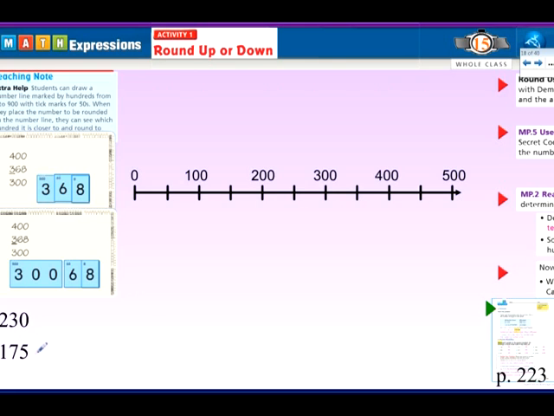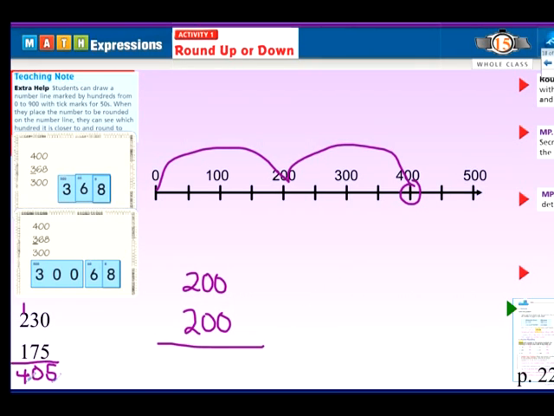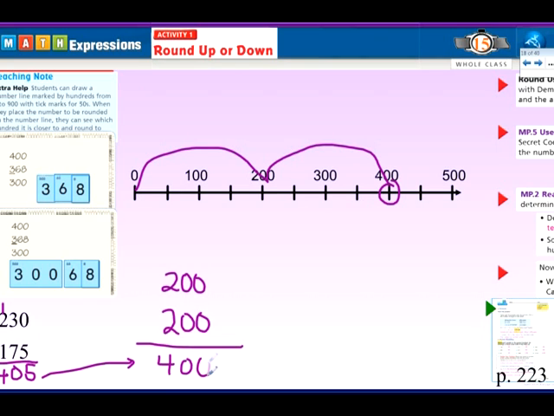230 plus 175. Well, let's estimate so we can get an estimate problem. We're going to get about 200 plus, what's 175 closest to? 200. Now if we add it together, we can use a number line to say that it's 200 plus 200. So the answer is about 400. And we can actually add that up to make sure that we've got it correct, 405. So 405 was the exact answer. What was the estimate? 400. Do you see how that works?